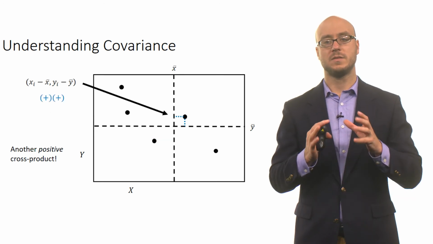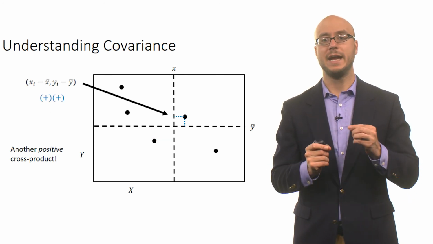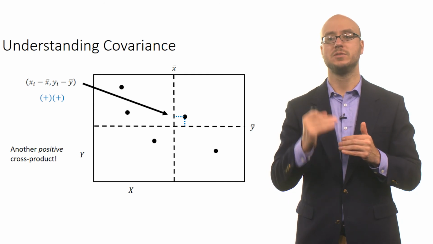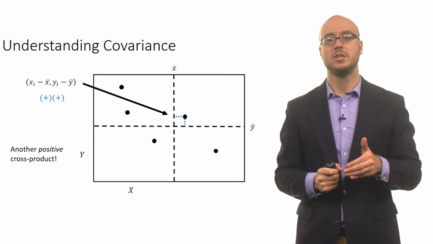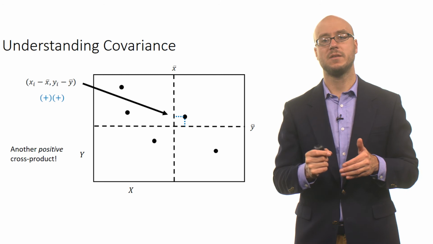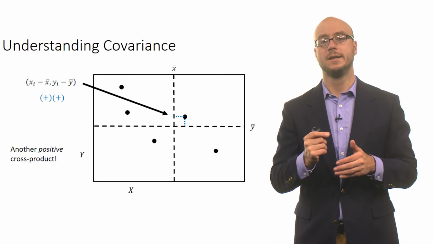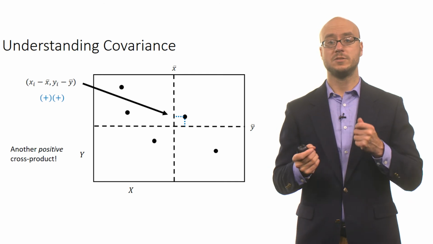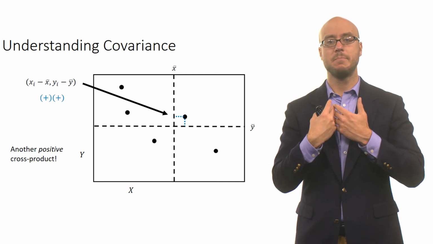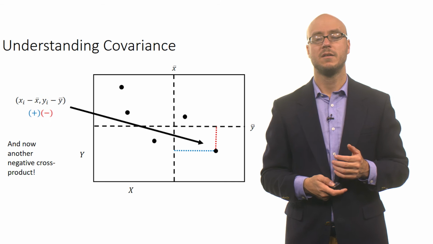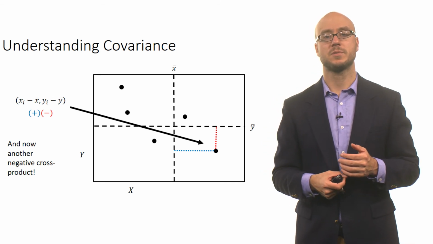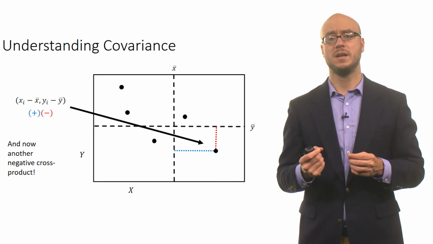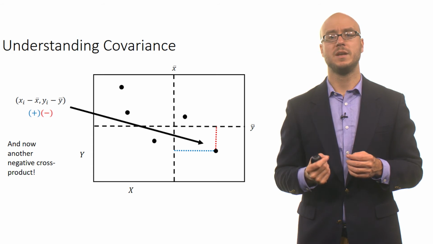When we look at this observation and locate it in reference to the mean of x and the mean of y, you can see that this person is above the mean of x and above the mean of y in terms of those averages. And when you multiply those two deviations together, you get a positive cross product. Finally, for this person, you can see that this person is in fact above the mean of x and below the mean of y.